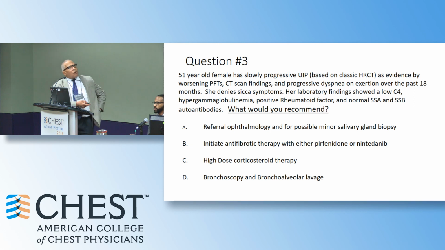Question number 3, a 51-year-old with slowly progressive IPF based on CT scans, PFTs, and symptoms rather. She denies sicca symptoms, but her laboratory findings did show a low C4. She had hypergammaglobulinemia, a positive rheumatoid factor, and normal SSA and SSB autoantibodies. What would you recommend? A, referral to ophthalmology for salivary gland biopsy? No one? Okay. Initiate antifibrotic therapy with pirfenidone or nintedanib? Come on, no guts, no glory, guys. High-dose corticosteroids? Bronchoscopy or bronchoalveolar lavage? No one, huh? Referral to rheumatology?